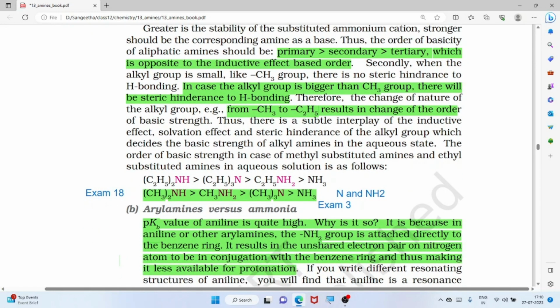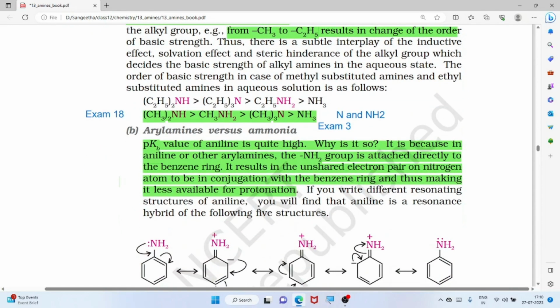In case of an alkyl group bigger than CH3, there will be steric hindrance, so C2H5 will have more steric hindrance than CH3. If you combine all three properties, inductive effect, solvation, and steric hindrance, this gives the basic strength of the amines in the methyl series and ethyl series. You see the difference here.